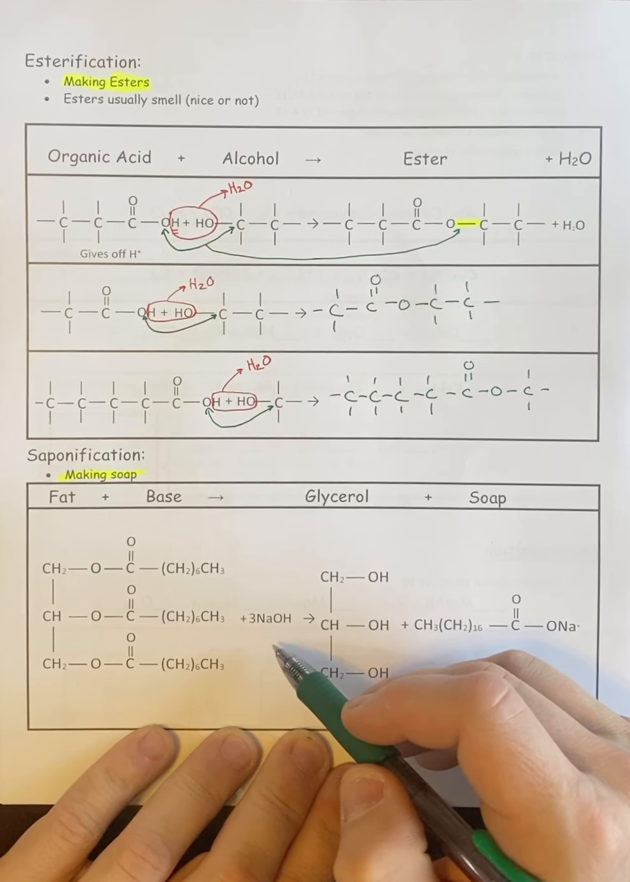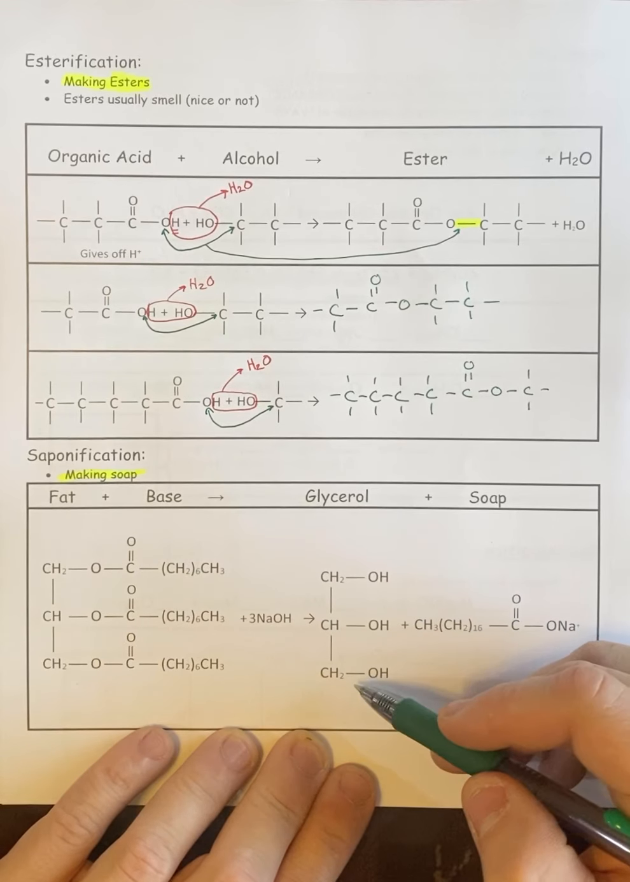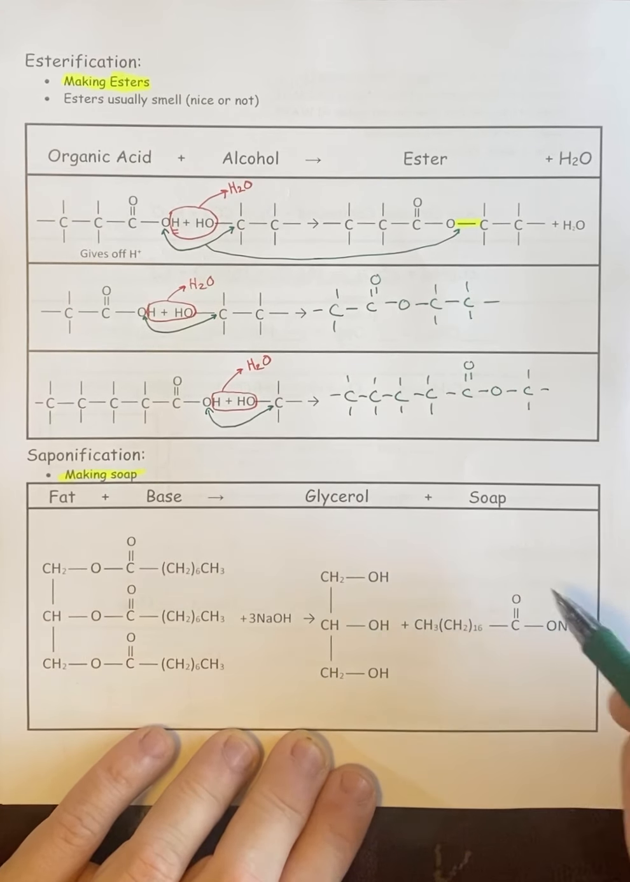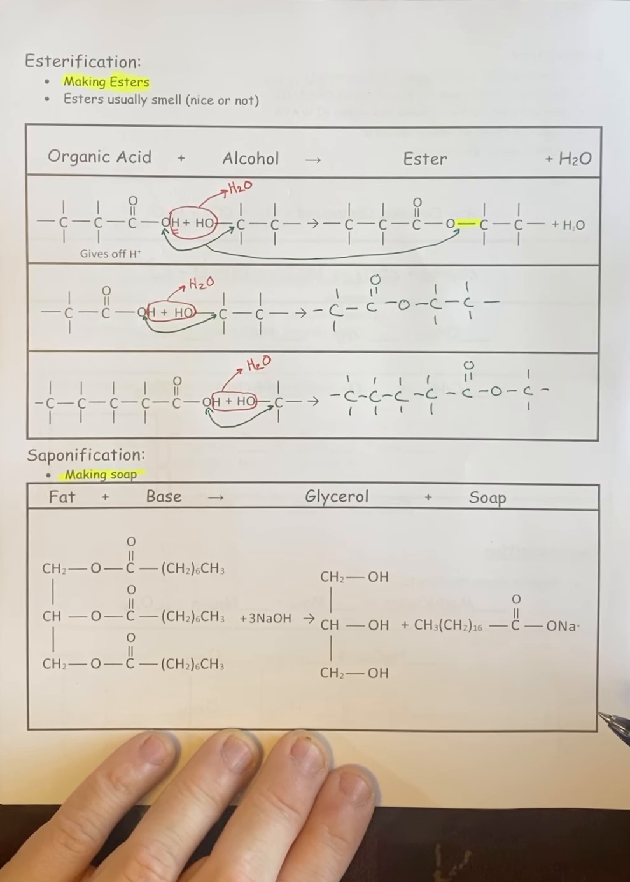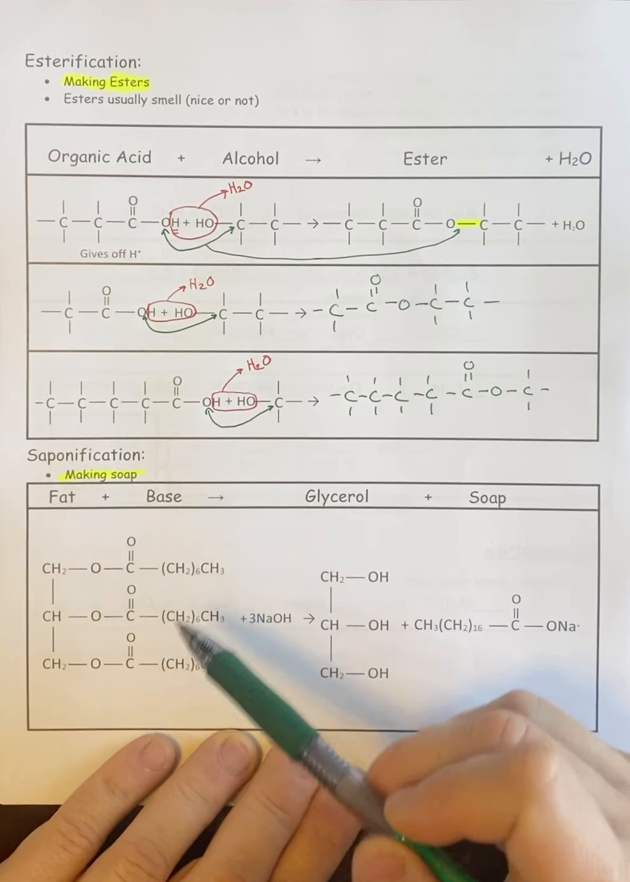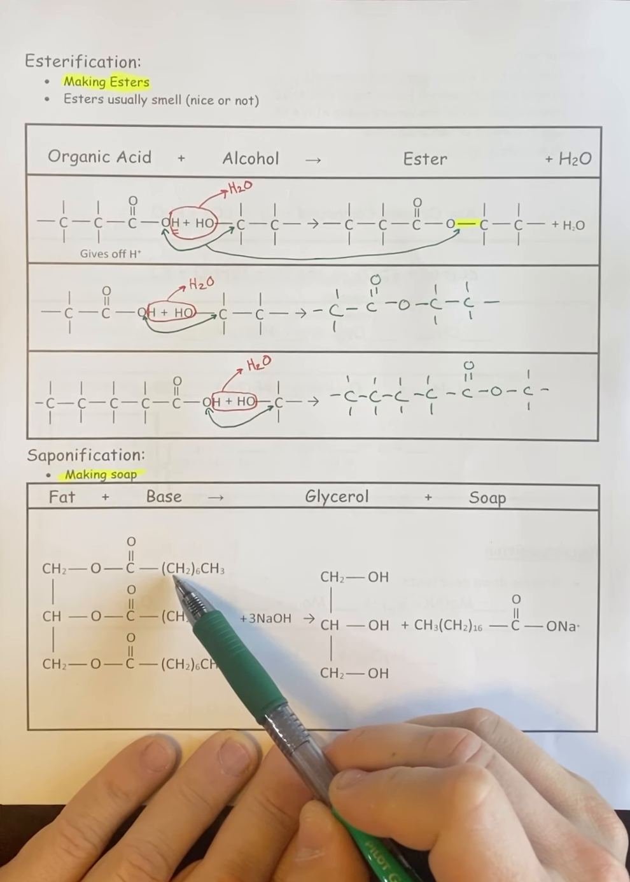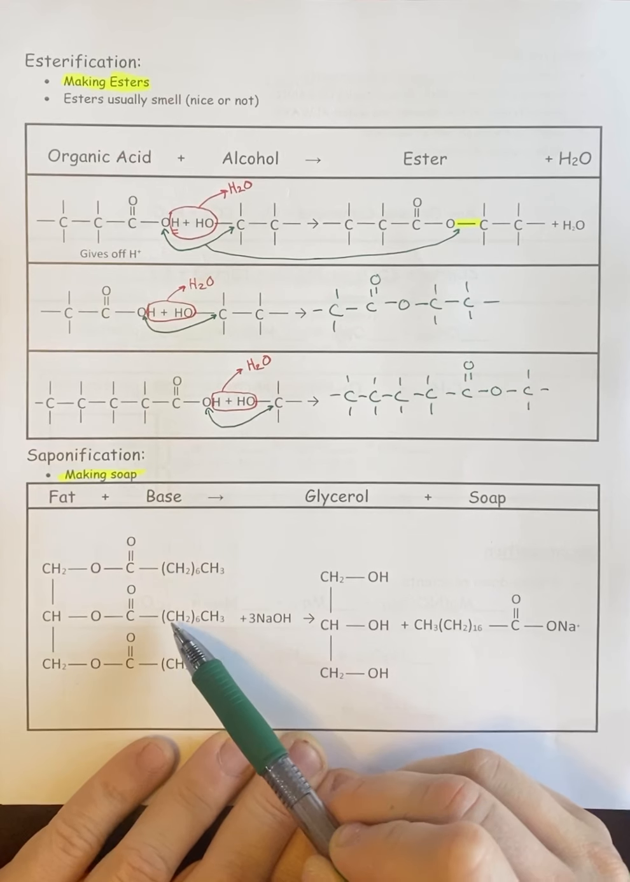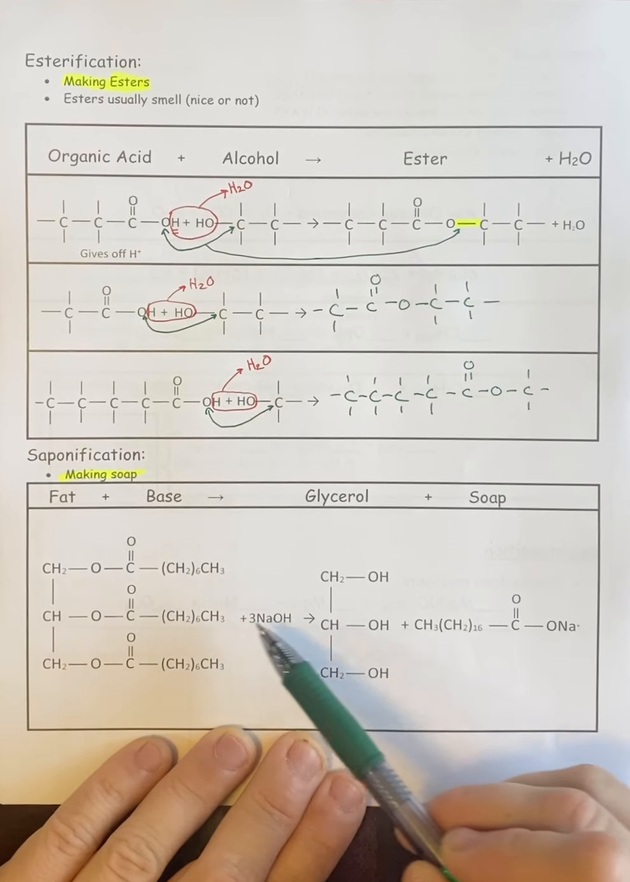So we take a fat, we add a base, we get a glycerol. Again, you don't need to know what that is. It just looks like this. And then we make a soap. So the easiest way to identify saponification is it uses this big, giant E-shaped molecule. And if you look, it's even bigger because see the CH2 with a 6 outside? That means there's 6 repeating CH2s along this chain.